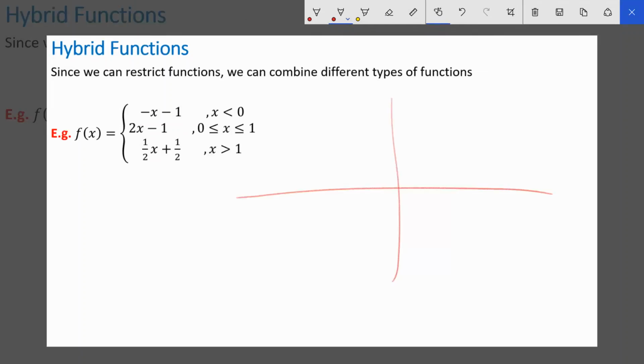I've got domain less than 0, which is on the left-hand side, and I know it's a negative gradient, so it looks something like this. It goes all the way up until that point, and it doesn't include it, so I have an open circle. Then from 0 to 1, I've got 2x minus 1. This is a rough sketch, but in my head I've got a visualization of what it looks like. It might join here, it might not, but I know I've got a positive graph.